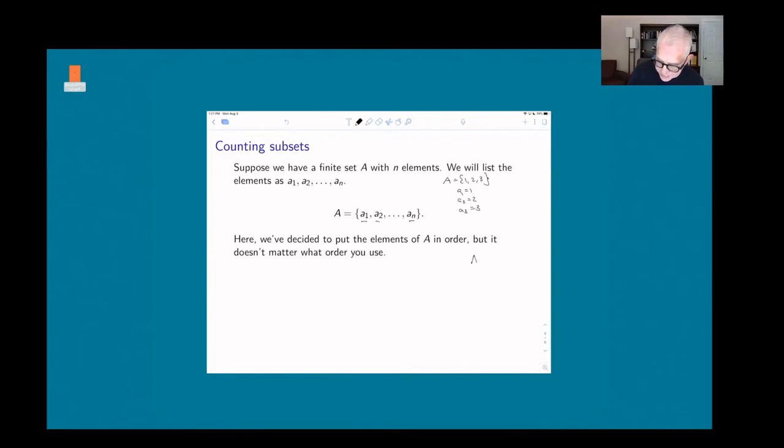If A were the set hippo, elephant, giraffe, rhino, then A1 might be hippo, A2 would be elephant, A3 would be giraffe, and A4 would be rhino. And it doesn't matter what order you put them in, but you order them somehow, some way you want. And it's a finite set, so you can do this.